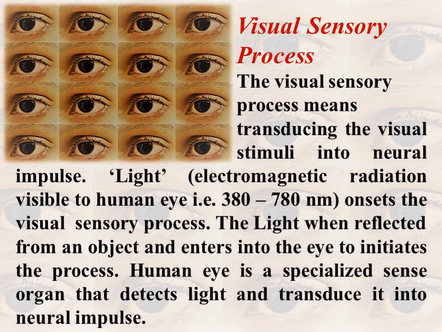Light is the first component that initiates the sensory process, that too visual, in humans. The light, when reflected from an object and entering the eye, initiates a process. The human eye is a specialized sense organ that detects light and transduces it into neural impulses, which I explained earlier too.